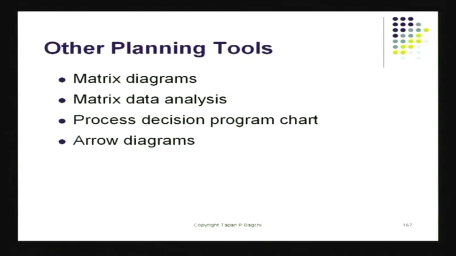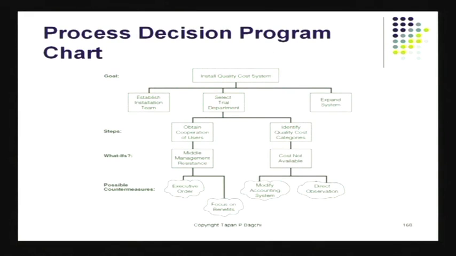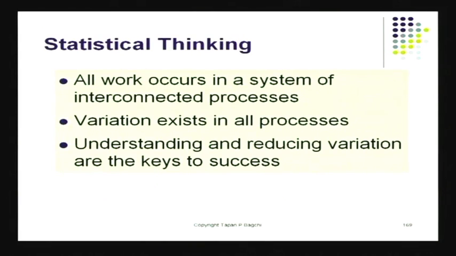And there are other planning tools, like the matrix diagram or the matrix data analysis diagram. And then of course you've got the process decision program chart, and you've got arrow diagrams. These are also utilized many times when you're doing some sophisticated design. You go through these things, and these are all real devices which are utilized by people to come up with a good design.